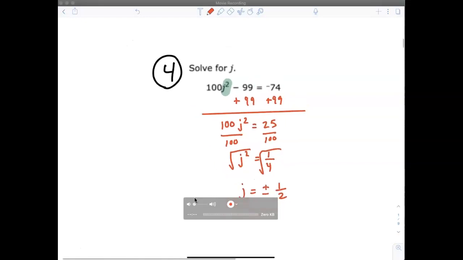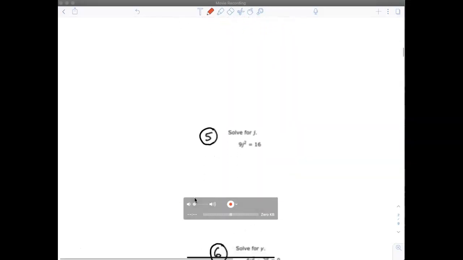Okay? So again, not too bad. Same rules apply. If it's just a variable, you're always taught to isolate the variable. So now you're just isolating the square term, and then you just take the square root. All right? So let's take a look at number 5.